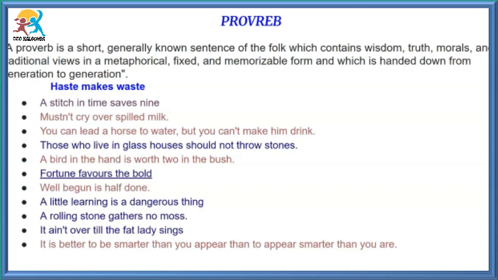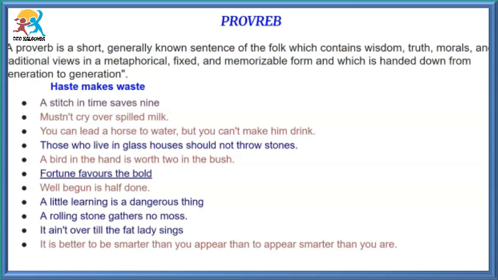A proverb is a short, generally known sentence of the folk which contains wisdom, truth, morals, and traditional views in a metaphorical, fixed, and memorizable form, and which is handed down from generation to generation. It's not written, so elders use it and we use it, like that. It comes from generations and generations. Okay, so why do we use this? By using these proverbs, we can understand the native speakers and their culture. Next, in our speech, if we use proverbs, it sounds like we are fluent users of English or any language. We can learn the pronunciation of new words by using proverbs. We can even know the culture of that region.